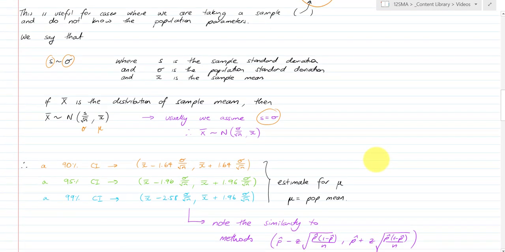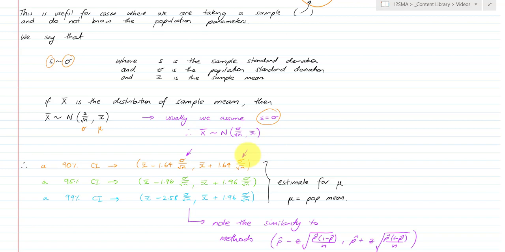So a 90% confidence interval will be x bar minus 1.64 times the standard deviation. In this case, the standard deviation is sigma over root n. And x bar plus 1.64 times the standard deviation, which is sigma over root n as well. And that will give us our 90% confidence interval. I'm assuming a little bit that you've done this in Methods and you're comfortable with it.